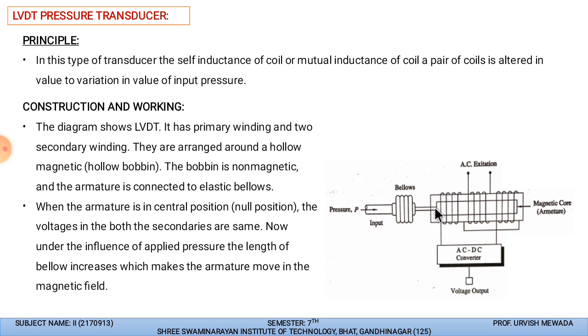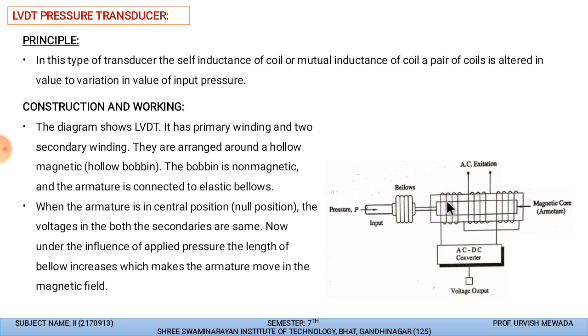So this is the movable core of this LVDT, and this core is moving with the help of this bellow over here. Once the pressure is applied from this side, this bellow will expand, and due to the expansion of the bellow, this core will move, and according to the movement of the core, the EMF will be produced in the secondary winding. So according to that displacement, we will get the differential output from this LVDT.